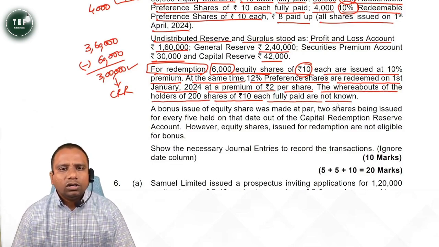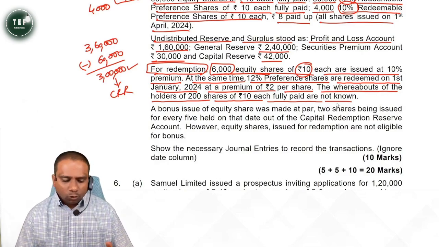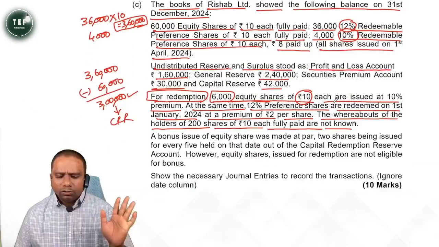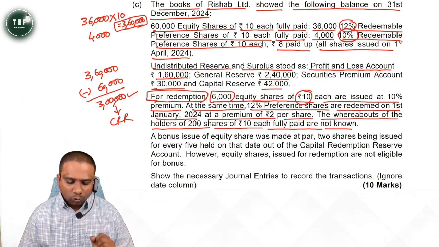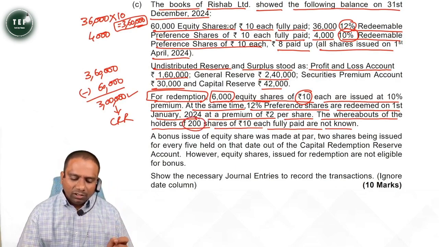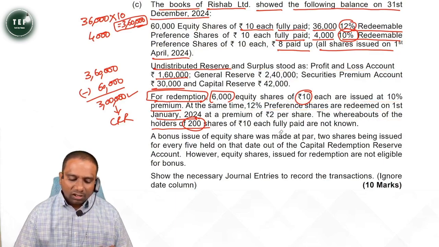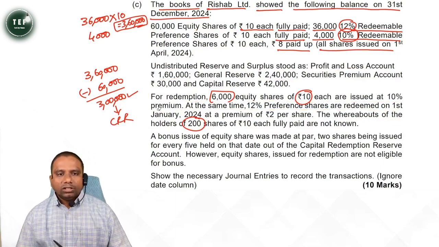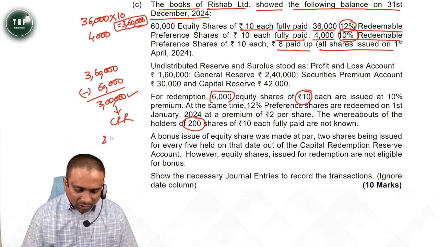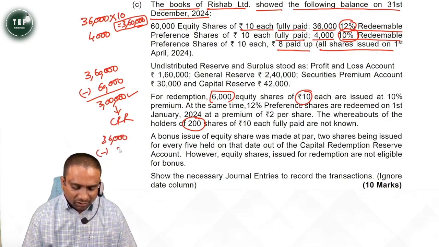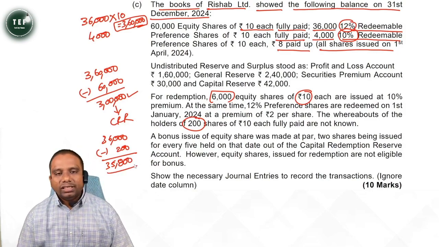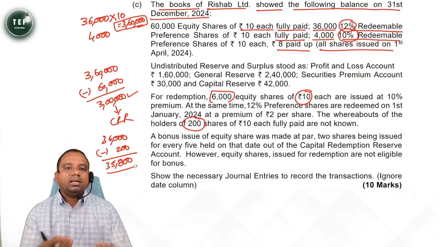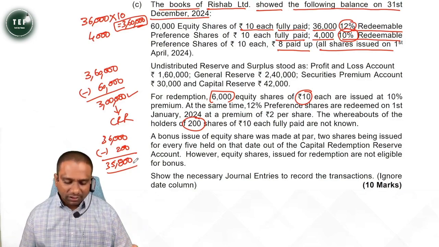Whereabouts of the holders of 200 shares means, see, in total we have 36,000 redeemable preference shares. Out of them, a holder who is holding 200 preference shares, we are unable to trace him. So 36,000 shares minus 200, 35,800 preference shares we redeem. To the 35,800 preference shareholders, we pay the amount. Is it clear, students? Next one.